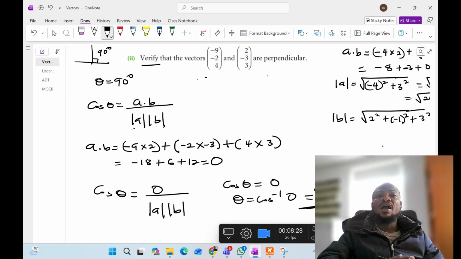You can also be asked to verify if two vectors are parallel. If they are parallel, the angle between them will be equal to 0. I hope this is well understood.